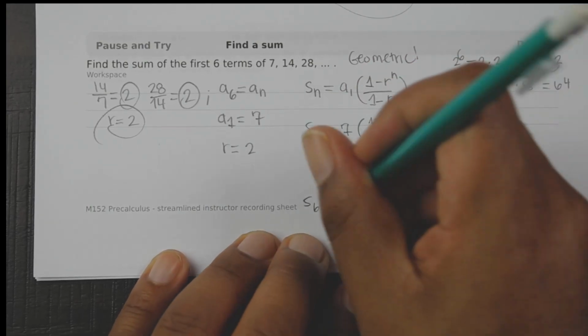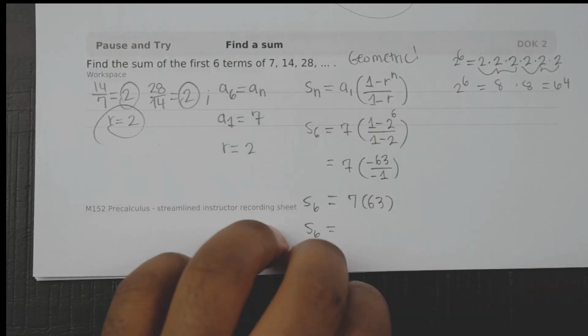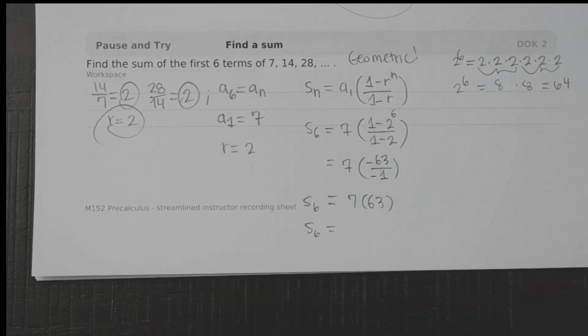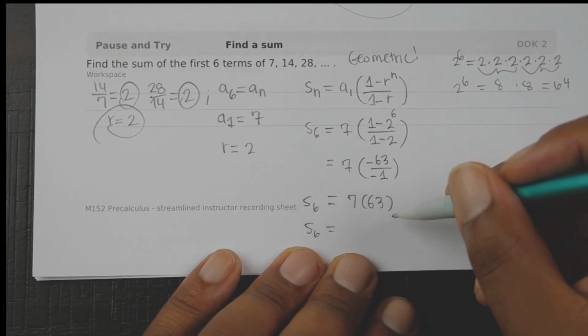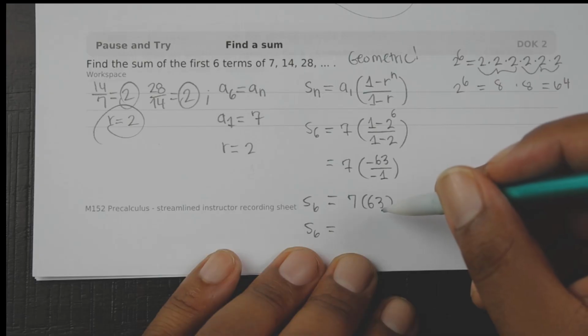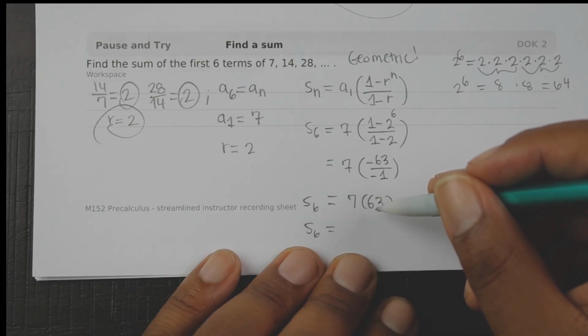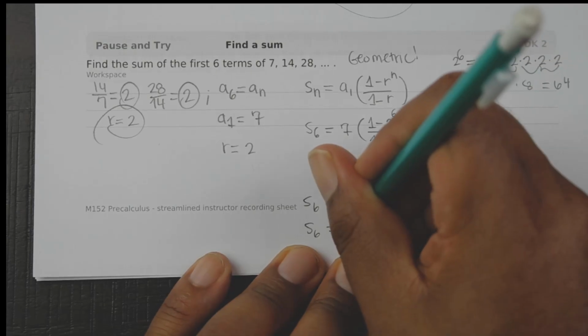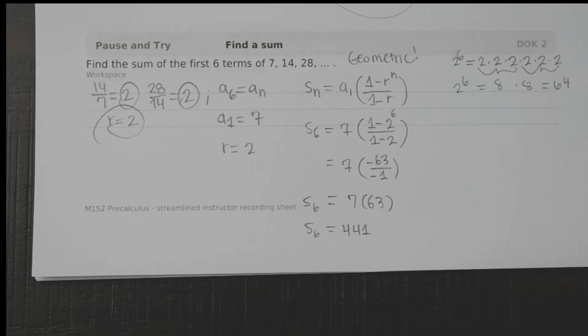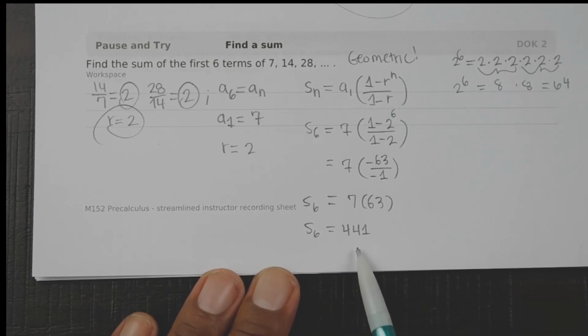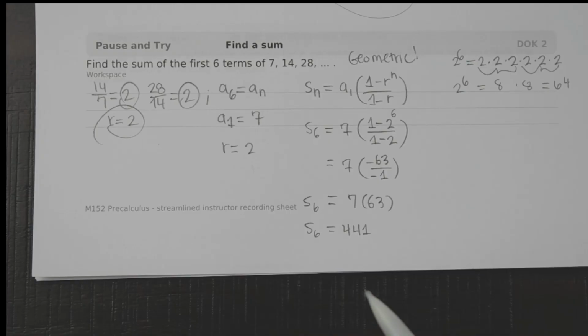So S sub 6 is going to be a total of, let's see, 7 times 3, that's 21. 1 carry the 2, 42 plus 2 is 44. That's 441. So S sub 6 is 441. We can check by listing the 6 terms as well.